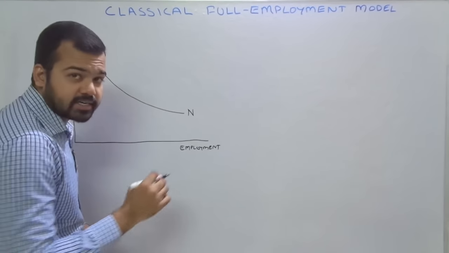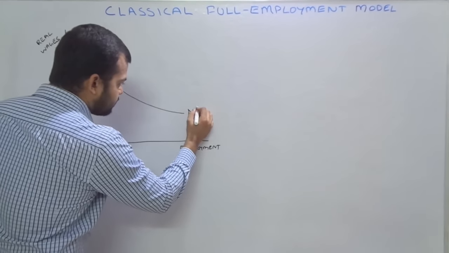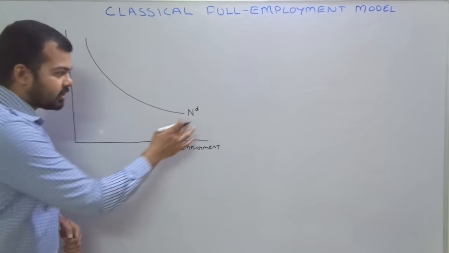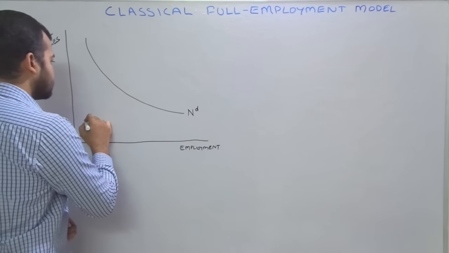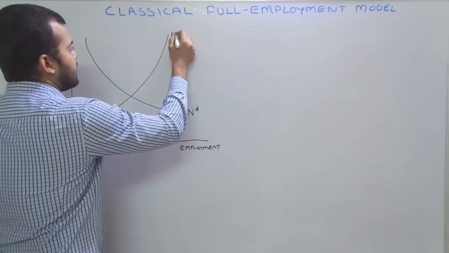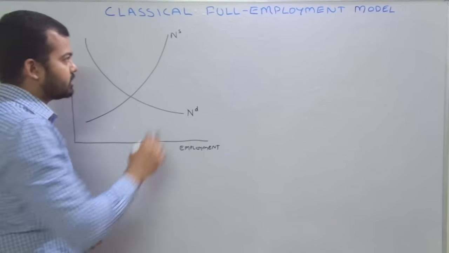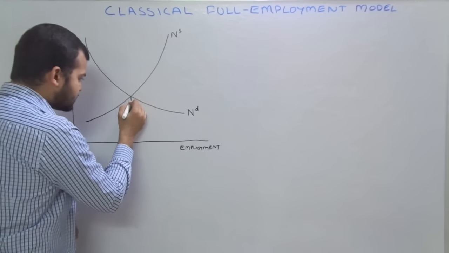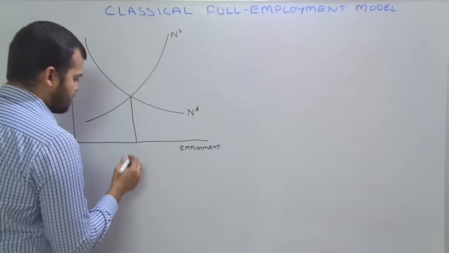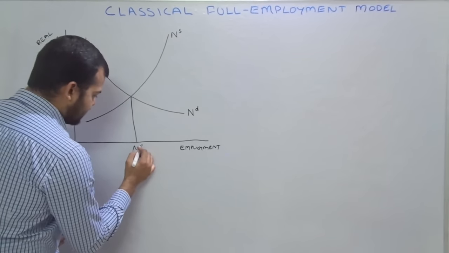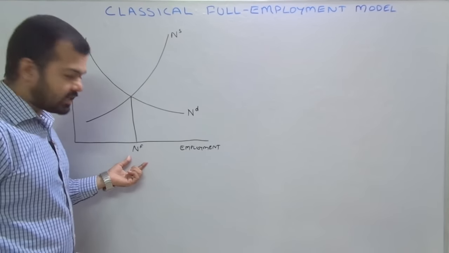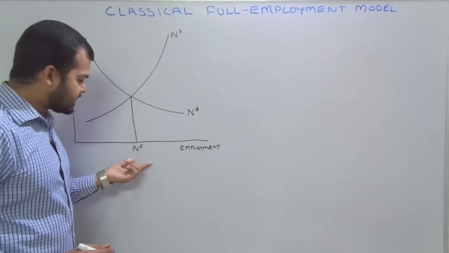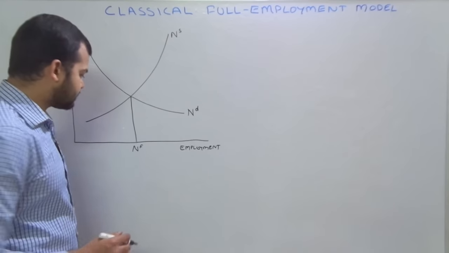And we are representing labor as N. We are putting D to mean demand for labor. Here NS means supply of labor. We are denoting labor with the letter N because classical economists did the same. Here NF means the full employment labor. It means no one is left as an unemployed person.